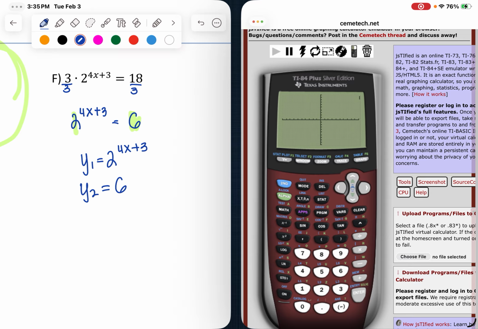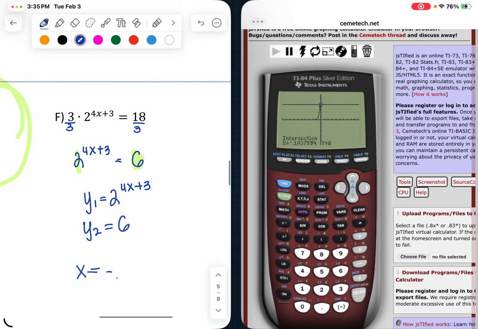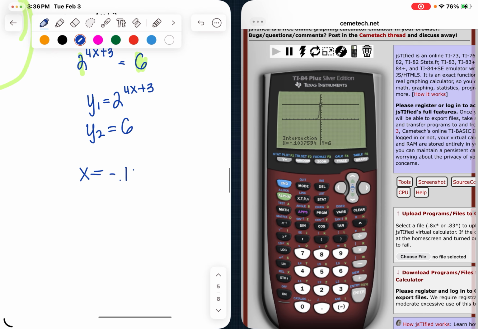Once again, if it's not on your screen, you could always adjust it so it is, but this is going to be on my screen. Boom. I see the intersection. It's right there. I do second, trace. Option number 5 is intersection. Enter, enter, enter. It'll say intersection is at the x value, which is negative 0.104.